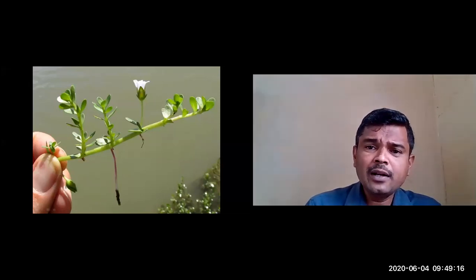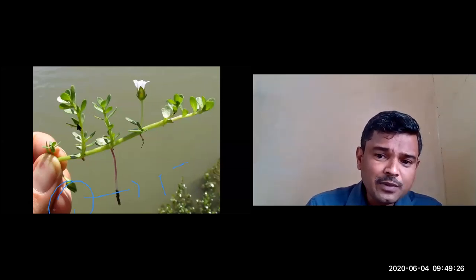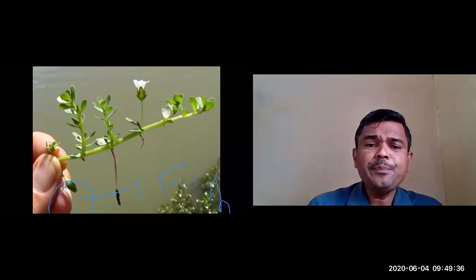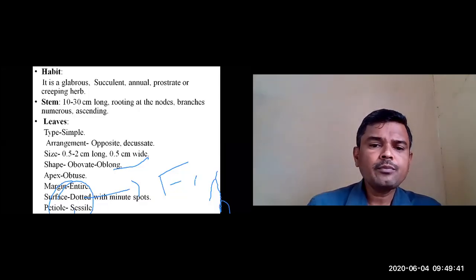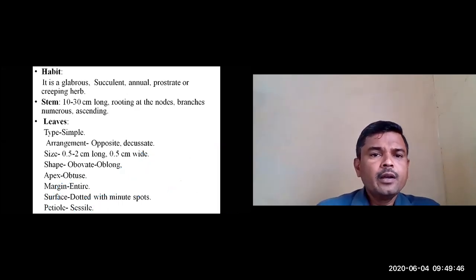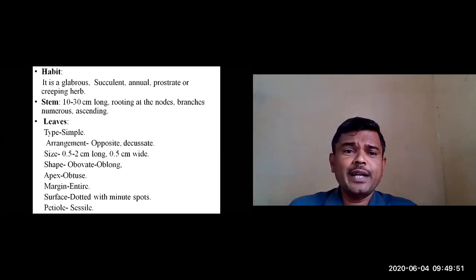Here you can observe, and this is actually the developed flower. And here also you can observe the axillary region. This is the branch. This is the leaf. From this structure, this is called the flower bud. The flower bud of Brahmi. Okay. So this is the picture of Brahmi and the Swarupa. So you can say it is a glabrous, succulent, annual prostrate or creeping herb.